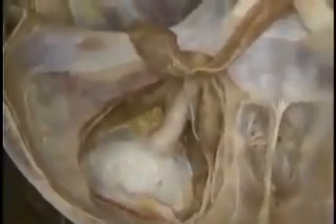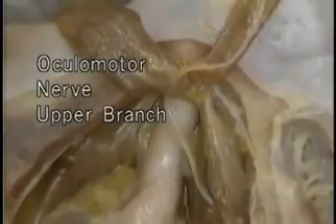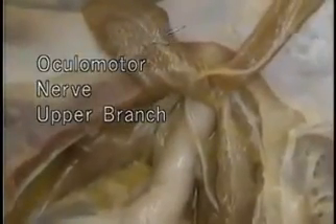The oculomotor nerve divides into an upper and lower branch. Here's the upper branch supplying the levator palpebrae superioris and superior rectus muscles. To see the lower branch, we'll remove the optic nerve.